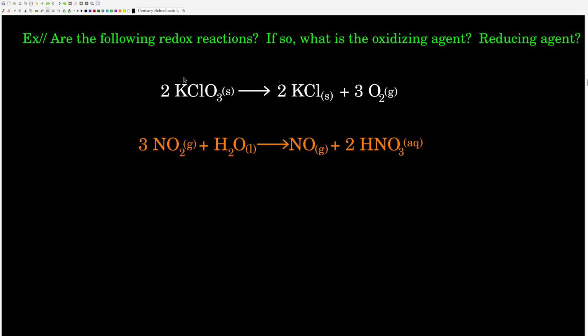So, some examples here. First of all, are these redox reactions? So are oxidation states changing? Second, if so, what's the oxidizing agent in each of these and what's the reducing agent? So these are two separate reactions. So we're going to do this first one and then this one. So why don't you guys work that out real quick and come on back when you get your answers.